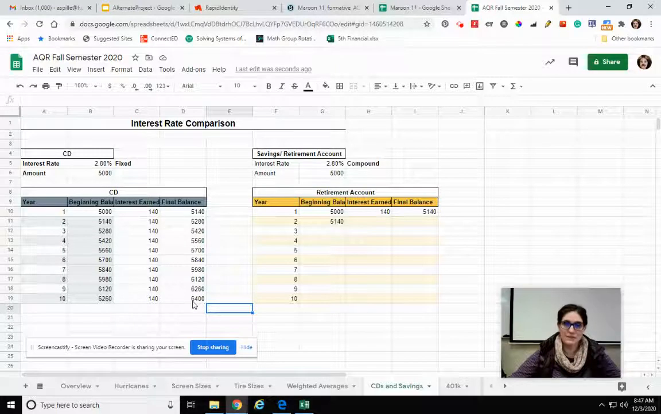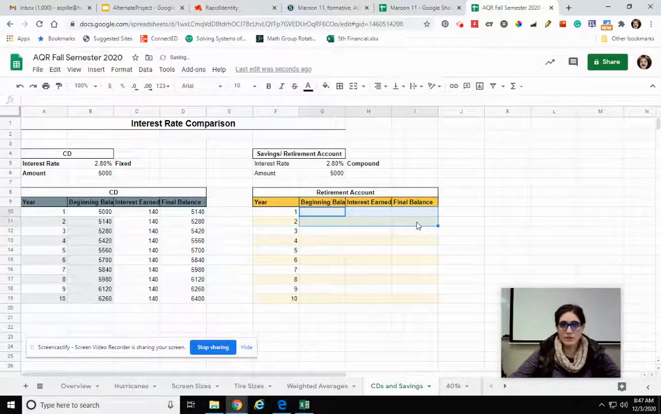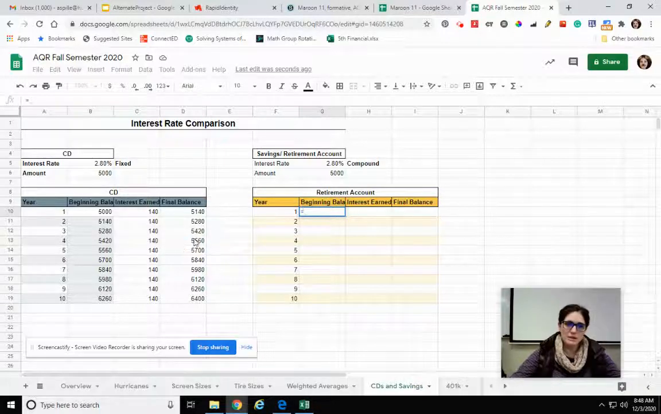After 10 years, I have 6,400. But every single year, my interest was the same. Savings accounts and 401ks and that sort of thing, those are different. So my beginning balance, the first year is going to look just like this one did. So I'm going to go equals my starting amount.